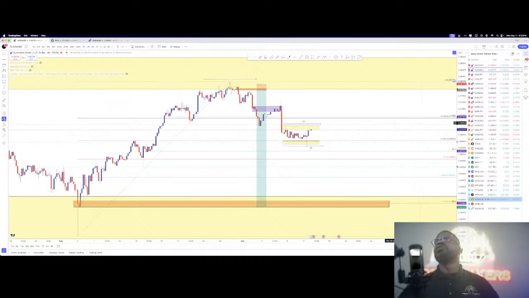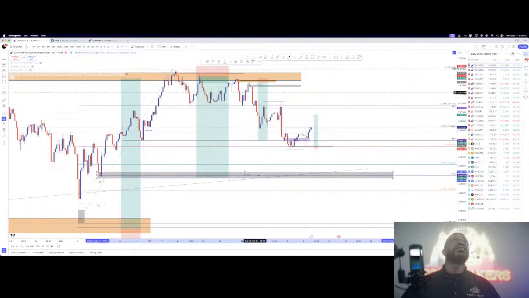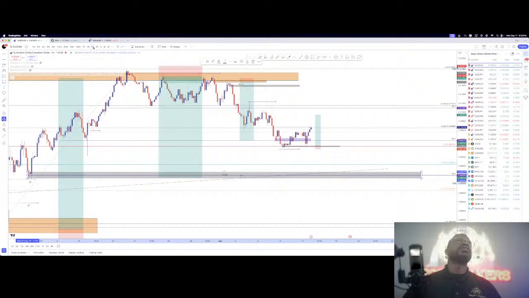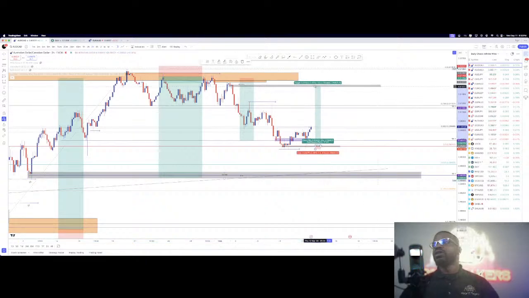I also took a short-term buy on AUD CAD at this level here from this double bottom to see how far this retest will go. Ultimately, I'm still looking for this level here to be retested. But it is definitely possible to see this move retest this high here.